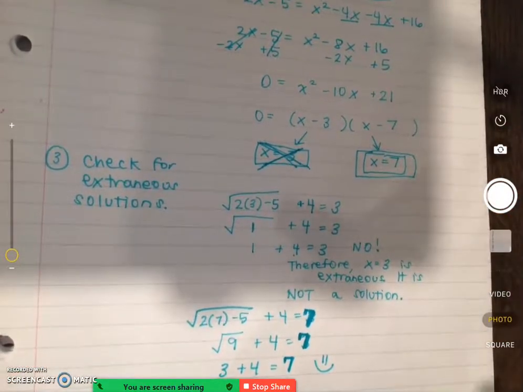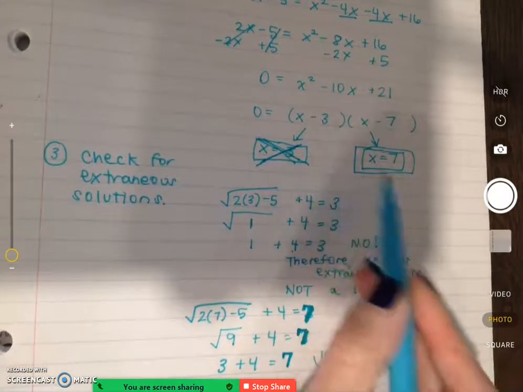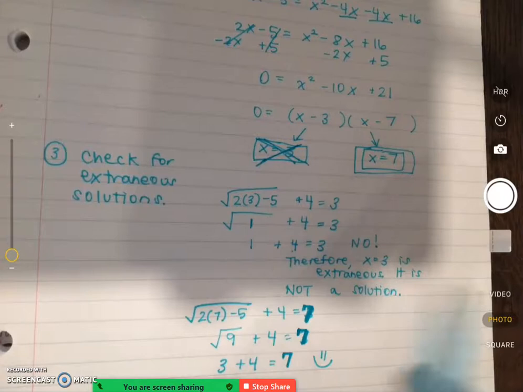Now, if, for example, both solutions that you got algebraically came out being extraneous, then you would say no solution, which you may see in some of your example problems.